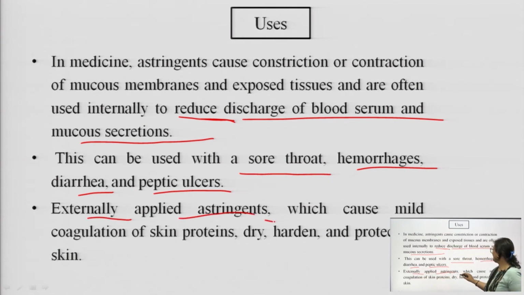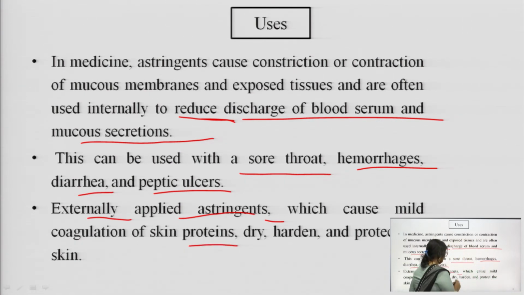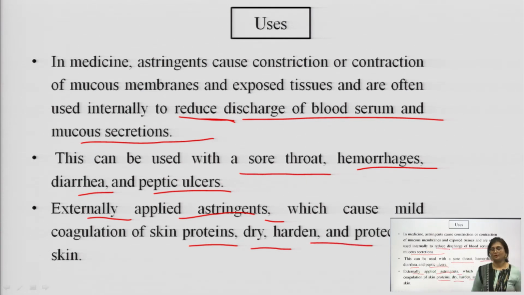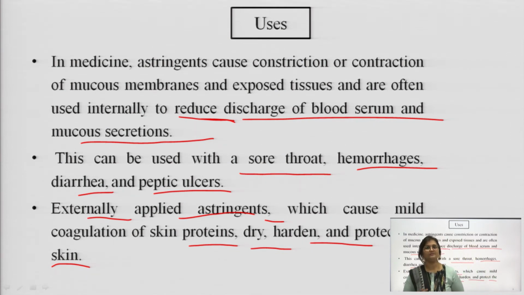Next, externally applied astringents cause mild coagulation of skin proteins. They cause dryness, and harden and protect the skin. Clear, all of you? If applied externally, astringents lead to coagulation of skin proteins. They lead to drying and hardening of the skin. These are the other uses of astringents.